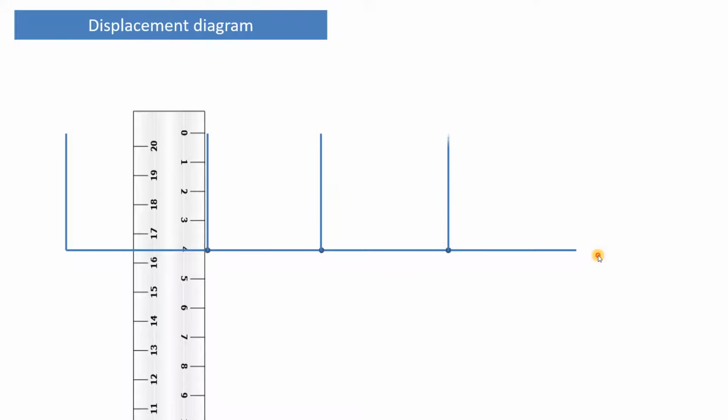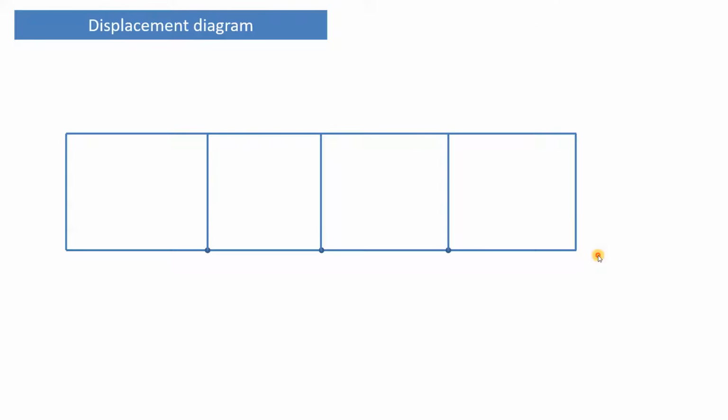Now continue with the vertical lines till the end and complete the diagram. Now we have to divide the outstroke, which is of 5 centimeter, so this length is 5 centimeter. Then dwell, outstroke dwell is 4 centimeter, this is 4.5 centimeter, and this is 4.5 centimeter. Now we have to divide this 5 centimeter length into 6 equal parts.